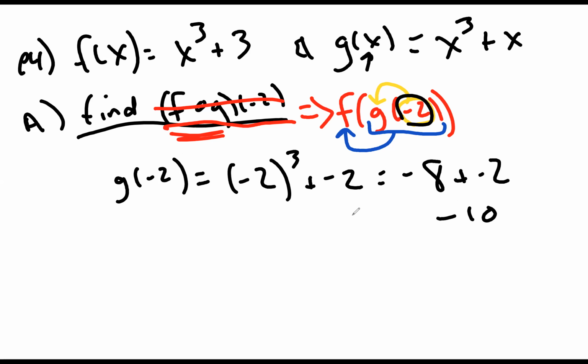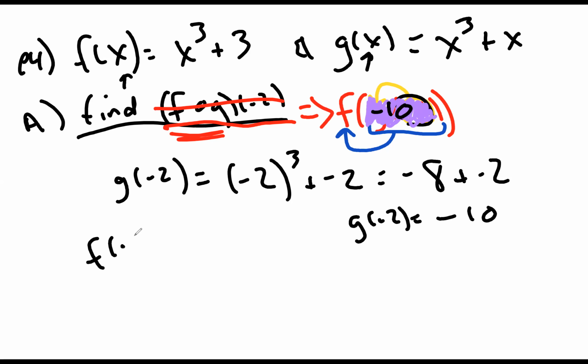And so I get to say that G of -2 is -10. Now, if I go back up to where my problem is written, watch what can happen. I can get rid of this G of -2 business. And what's the number that I just found? Well, -10. And so now I'm taking the value, which is -10, and putting it into F, which is over here.